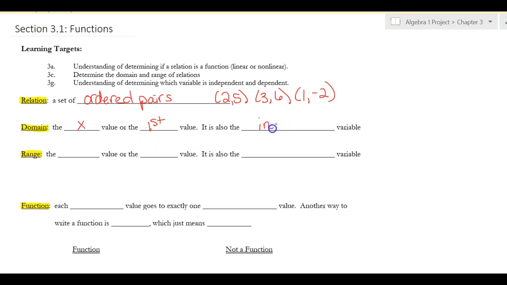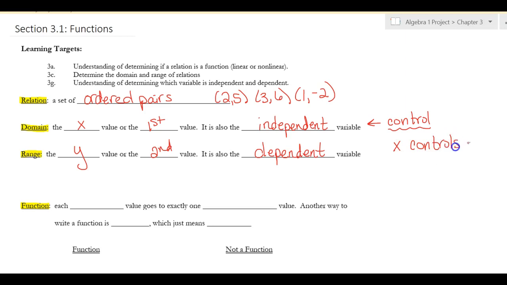The domain is the x value or the first value, usually what comes first. It is also the independent variable. This is the one that controls everything. X is in control. The range is the y value, and it's the second value. It is the dependent variable. So x controls y. X controls what y is going to do.